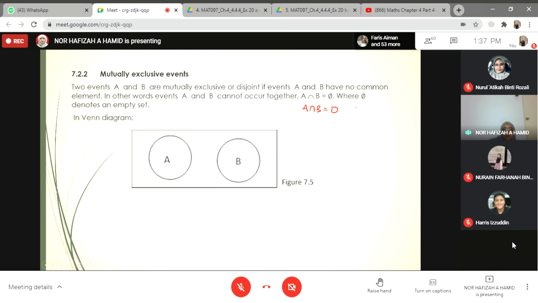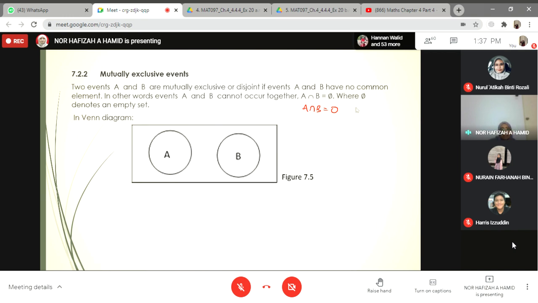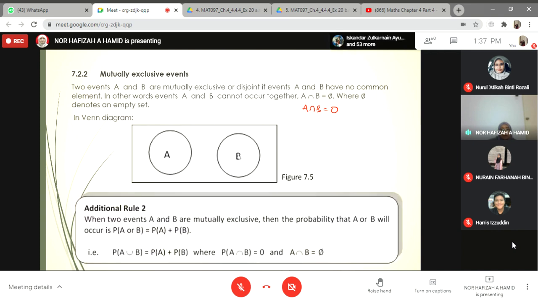Okay. So in terms of Venn diagram, kalau you tengok dia tak ada intersection. So dia separate lah event A and event B. Okay, so ni example. So ni definition of the mutually exclusive event. Okay. So you have, next kita ada additional rule 2. So additional rule 2 ni, you tak nak hafal pun tak apa sebab dia sebenarnya refer pada additional rule 1.